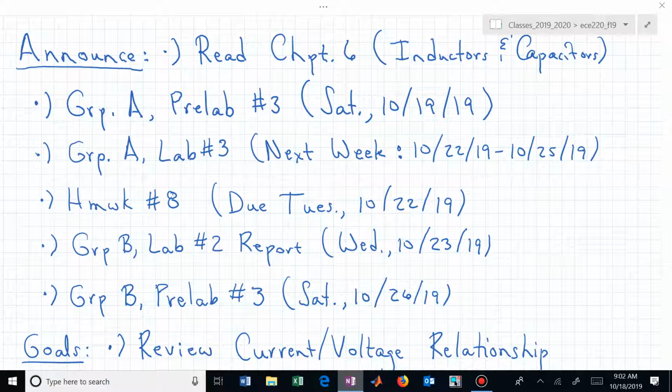Homework 8 is due next week, and that's dealing with capacitors and inductors. Homework 9 will be dealing with mutual inductance, and that will then give us the information that we need for exam number 3, op amps and chapter 6. So chapter 5 and chapter 6 will be exam number 3. And Group B, your lab report is due for lab number 2 next Wednesday, and then you have to follow that up pretty quickly with your pre-lab next Saturday.